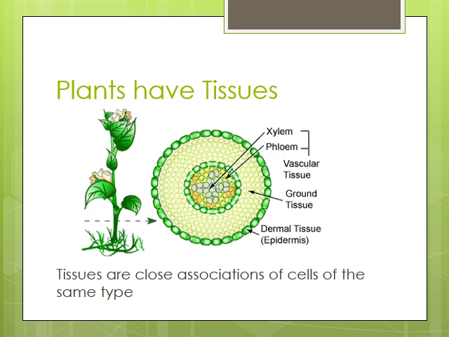They're associations of cells of the same type. See, as we're working our way up the organizational levels, you start off with atoms, and atoms come together to make molecules. Those molecules make macromolecules, which make up organelles. Organelles make up cells, and the next level up is the tissue. Lots of cells of the same type. So plants have tissues.